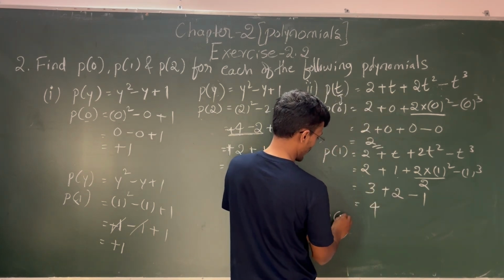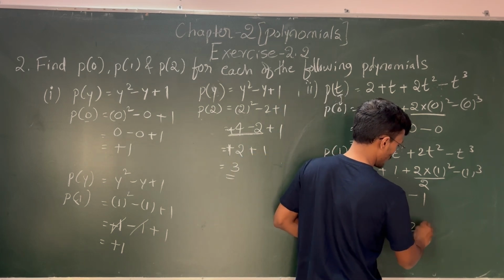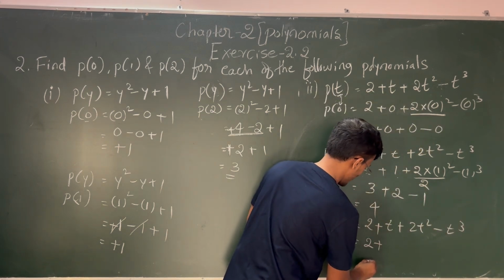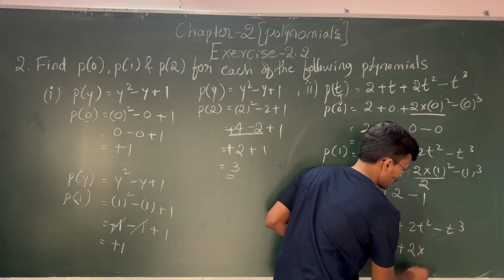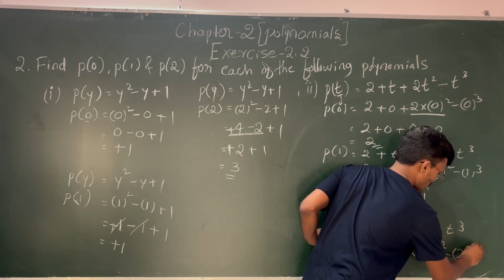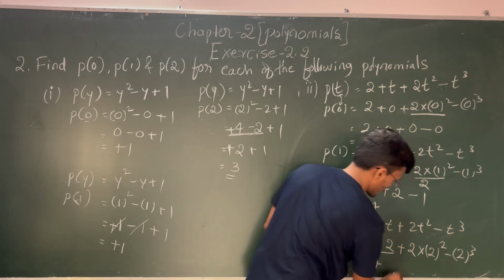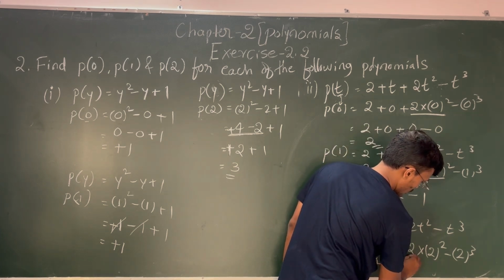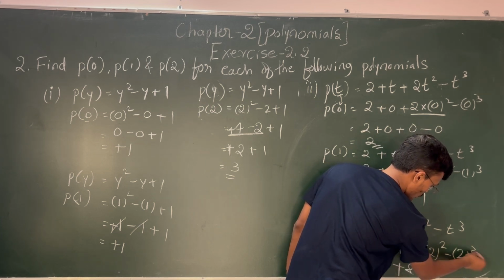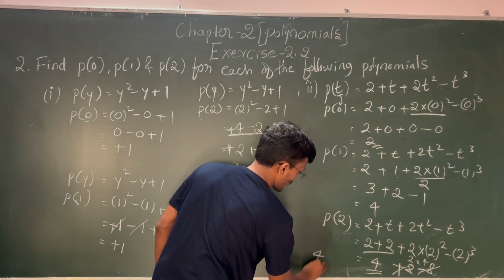Now P2. Write as it is: 2 plus t plus 2t square minus t cube. So 2 plus 2 is 4, plus 2 into 2 square minus 2 cube. 2 square is 4, 4 twos are 8, minus 2 cube is 8. So plus 8 minus 8 is cancelled. The answer is 4.